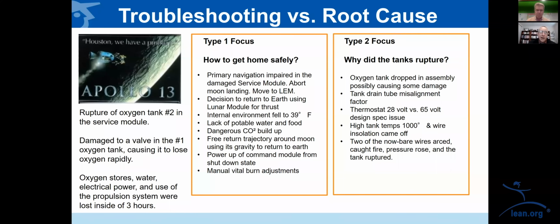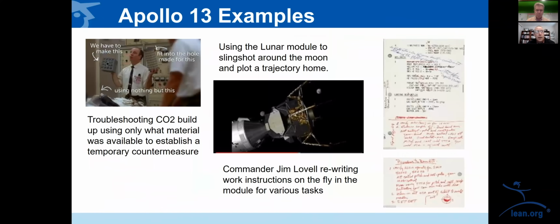And sometimes you got to do both, gang. That's my point. Toyota, I'll argue we do both. The funny example I talked about of troubleshooting with the CO2 buildup, we have to make this square box fit into this hole made for this round canister using nothing but these spare parts and duct tape. And they came up with a procedure for doing that.